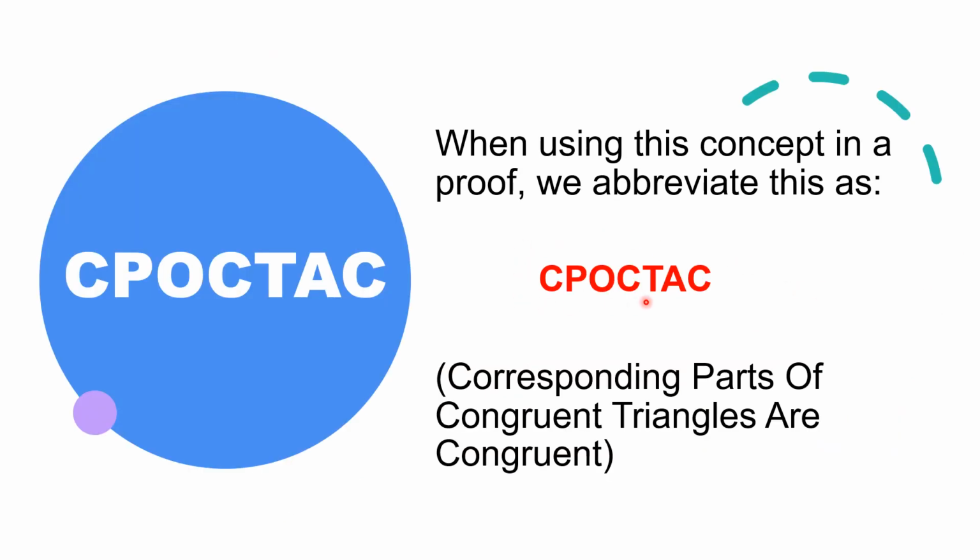Now, because that concept is so important and so useful, we have a name for it. So this is our abbreviation for when we use that concept in a proof. It's CPOCTAC.